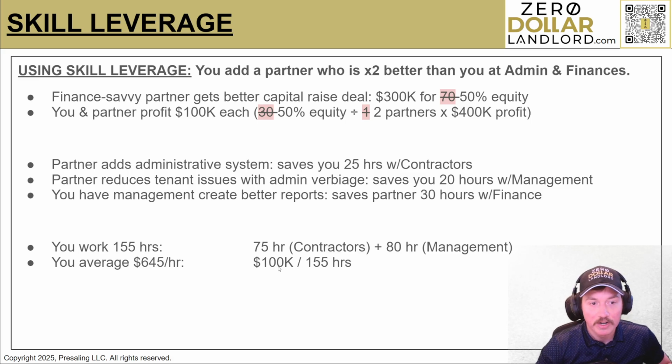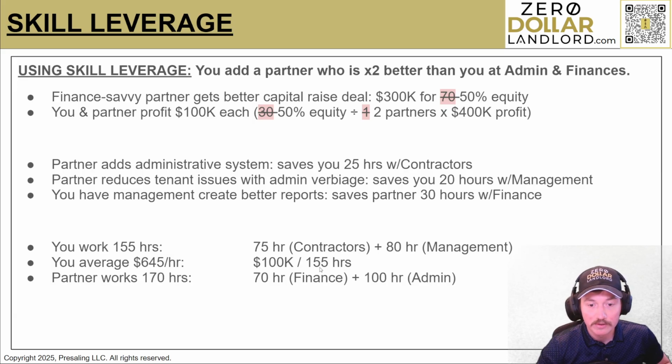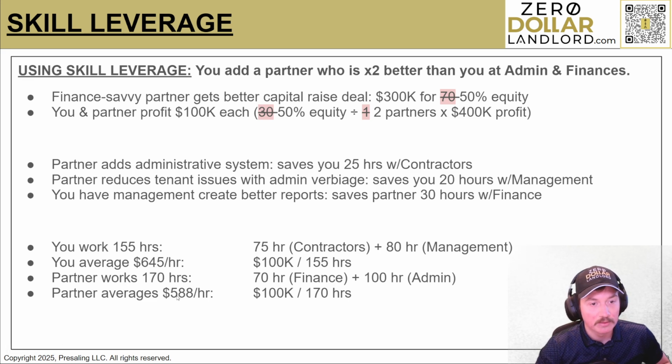Yes, it's slightly less money, but that's over 155 hours. Before, you were doing 600 hours. Your partner ends up doing 170 hours. So 70 hours from finance and 100 hours from admin because, again, you helped him out on finance up here. So you made his life easy too. So he ends up working at $588 an hour.